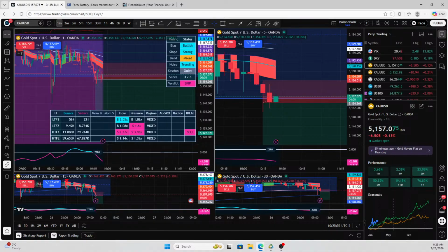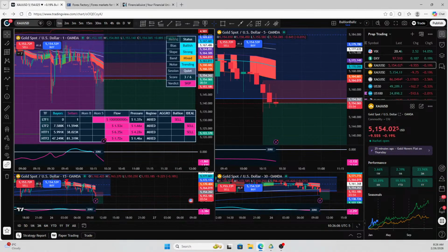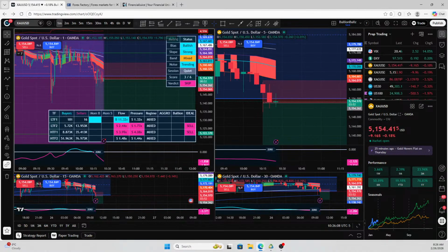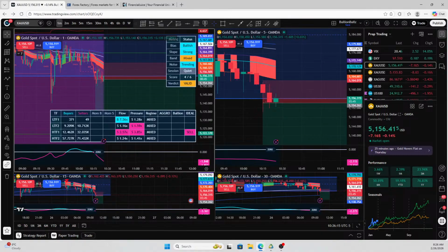Yeah, this level, they're trying to defend this level, but we would expect to see price to go down. We expect to see price to push down. Come on, gold.